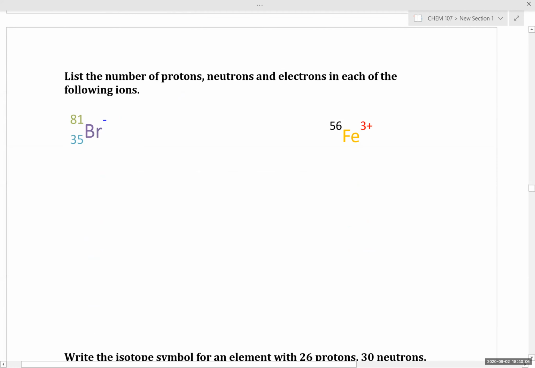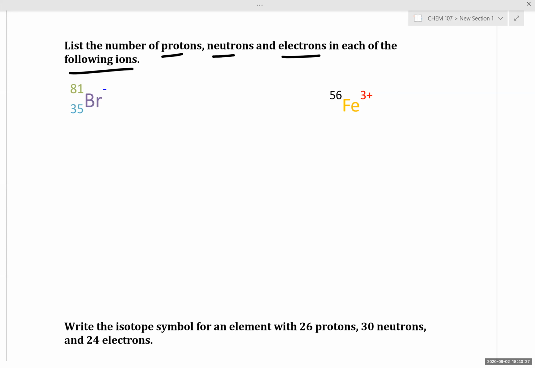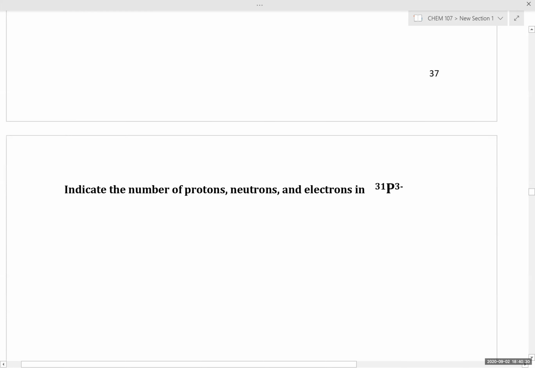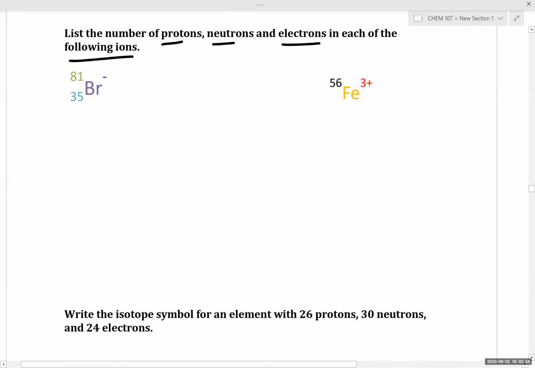So let's do a higher order example. In this case, we're asked to list the number of protons, neutrons, and electrons in each of the following ions. So this is really putting everything together here. So what I'm going to do is I'll start off with these first two examples, and then you'll do the next set. So just to see, we have another set of examples later on for this topic.